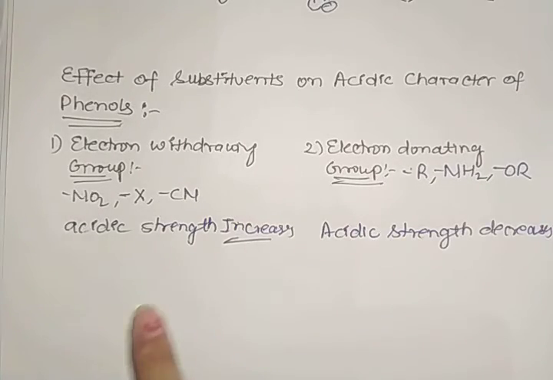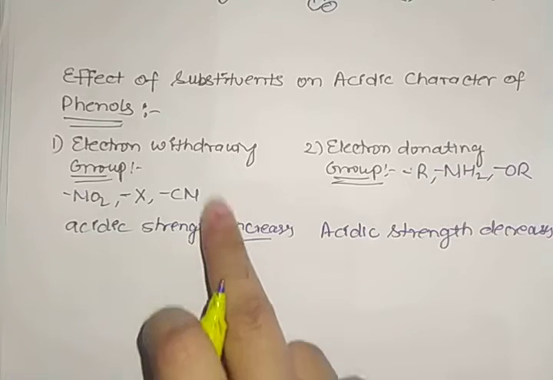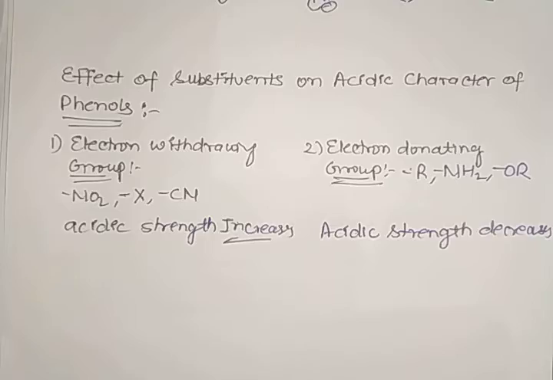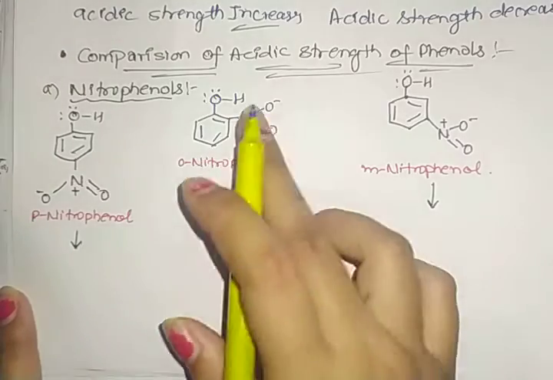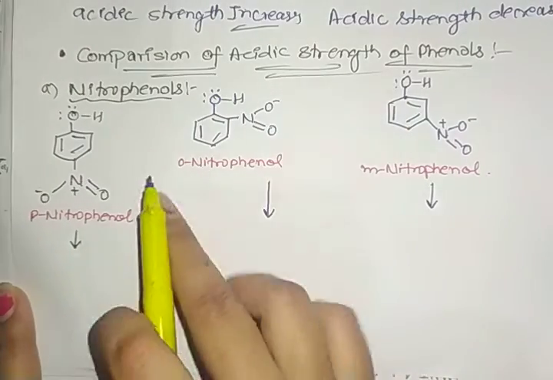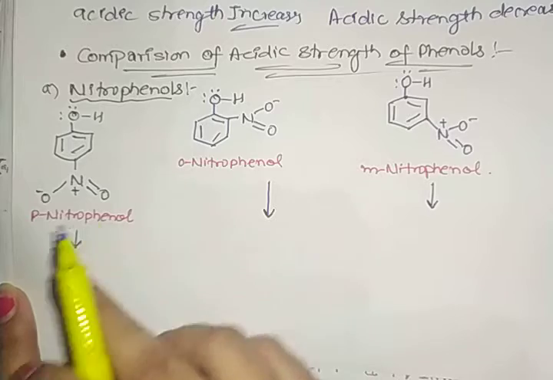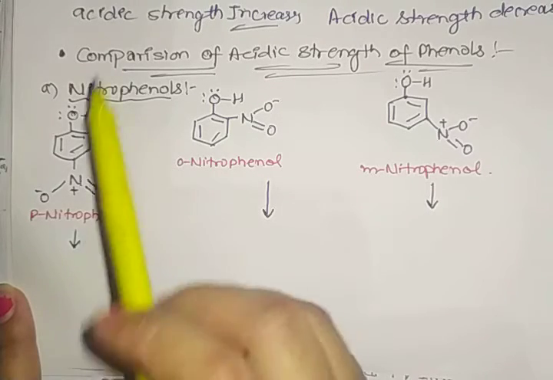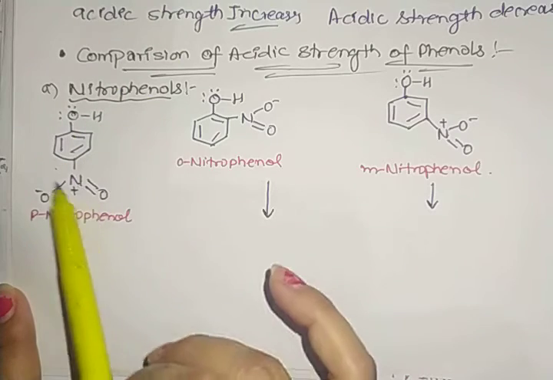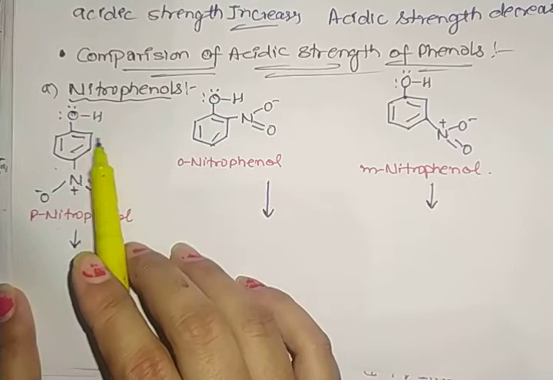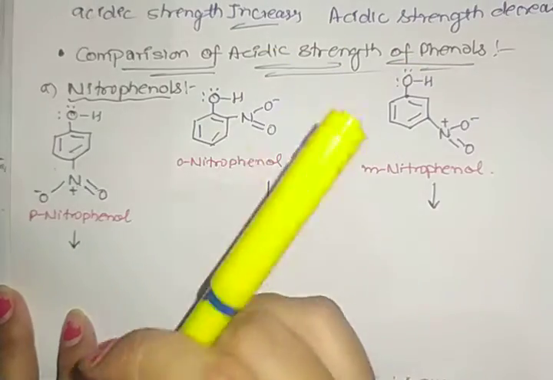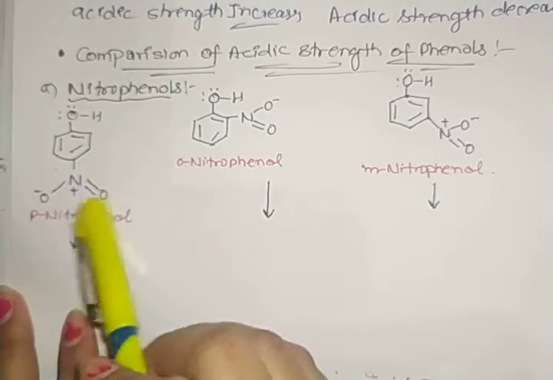So remember these two things: acidic strength increases with electron withdrawing groups and decreases with electron donating groups. Next we have the comparison of acidic strength of phenols. First, we are talking about nitrophenols. As we are discussing, nitro is an electron withdrawing group. So the first one I am writing here is para nitrophenol. As you can see, at the para position the nitro group is attached.